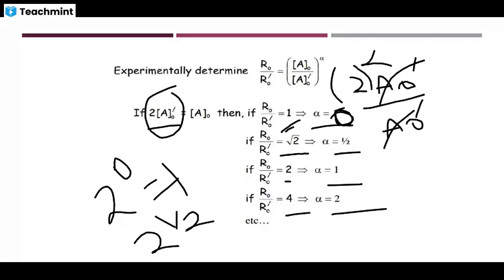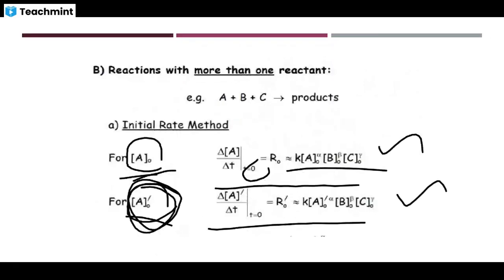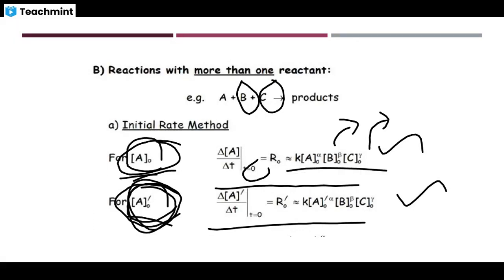Then change the concentration of B. First you change the concentration of A to A naught dash, like that. Change the concentration of B and you can determine the beta. If you change the concentration of C, you can determine the gamma. So you can determine the order with respect to A, B and C.